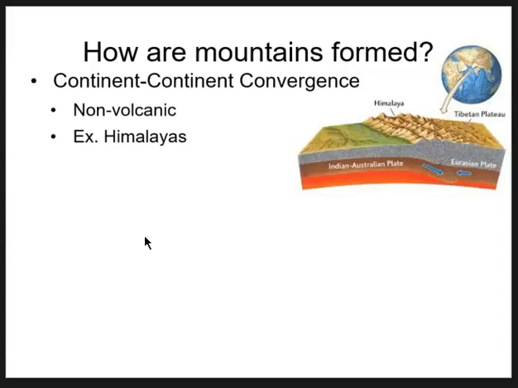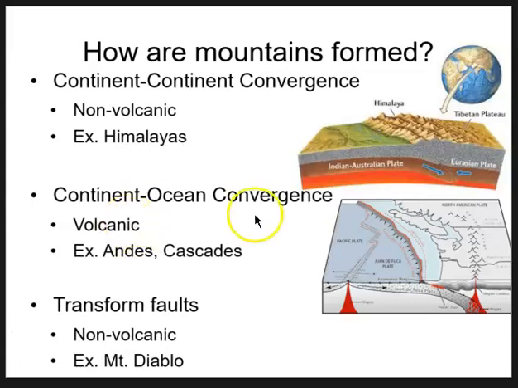In comparison, continent-ocean convergence, because that's oceanic crust going down below the continental crust, it does melt, and that does create a chain of volcanoes. So we can see that here along the western United States, and also Canada up here, where you have a chain of volcanic mountains due to the subduction of the oceanic plate underneath the continental plate.